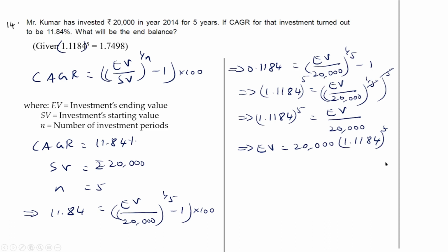This 1.1184 the whole raised to 5 is given as 1.7498. So this is 20,000 into 1.7498. This, when we simplify, we get 34,996, or it is approximately equal to rupees 35,000. So this is the ending value of investment.